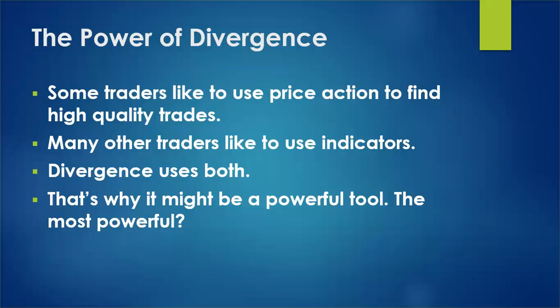But get this. Divergence as a concept uses both. I know. It uses actual price action to start talking about a trade, and then it uses an indicator to determine whether it's a good trade, a high quality trade. Combining the best of both worlds, it seems on paper that this should be a very powerful tool, correct? In fact, it might be the most powerful tool that we as traders can use.